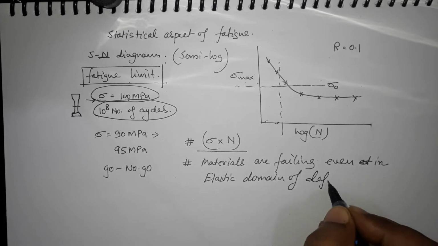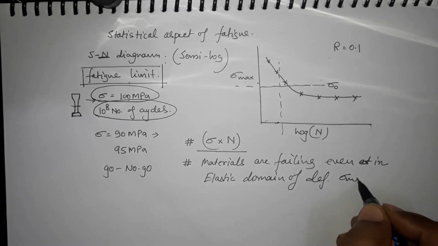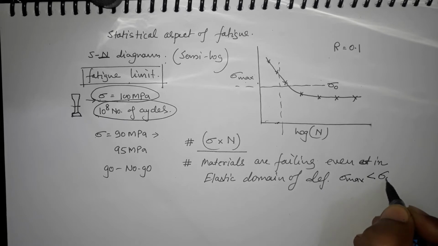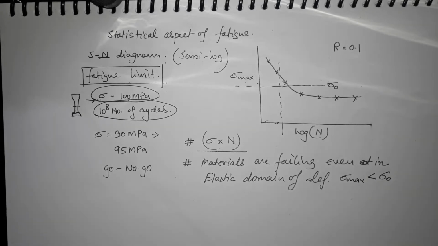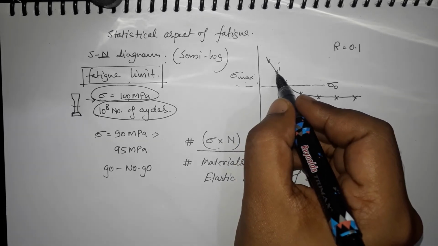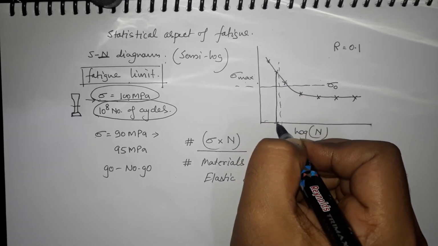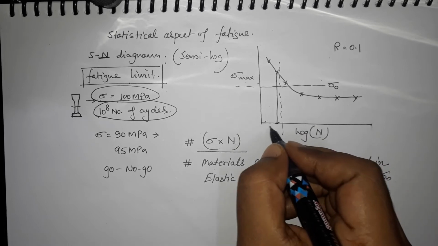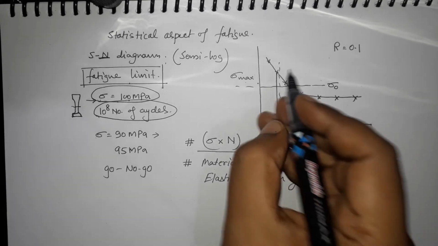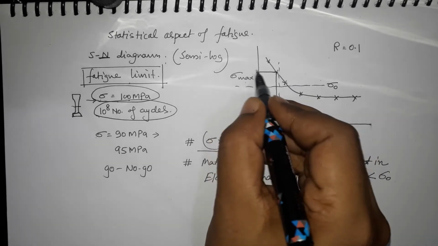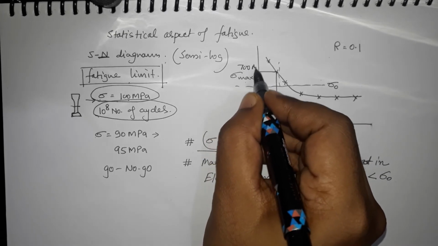Okay, so when sigma max is less than sigma naught. So think about those things, and then we come back to the statistical aspect. So the question is, let us consider this point. What is happening at this point? The number of cycles, let's say, is 1000, and the stress, let us say, is 700 megapascal.